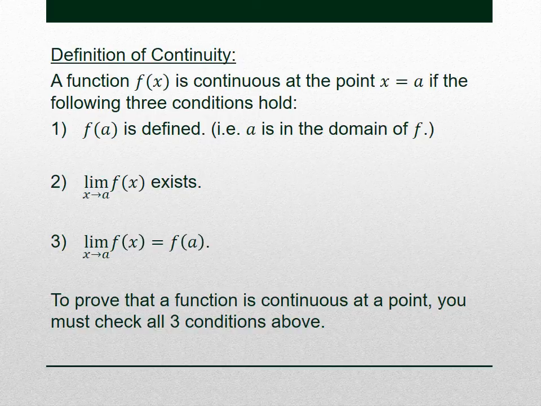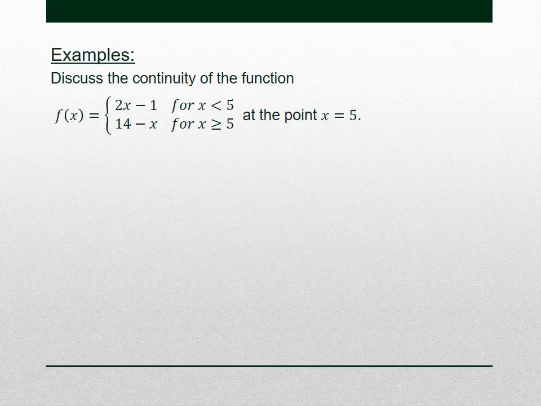If I ask you to show whether or not a function is continuous at a given x value, you have to check all three conditions. So you should think it's a three-part process of doing all parts of this definition. It says discuss the continuity of this piecewise defined function at the point x equals 5.